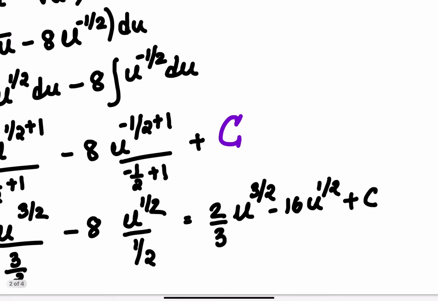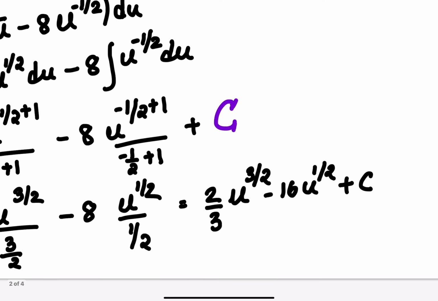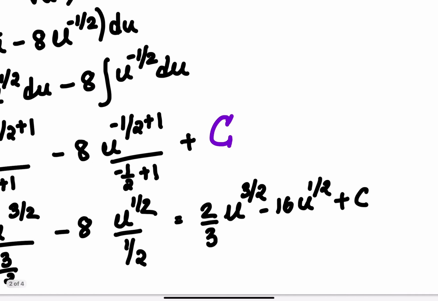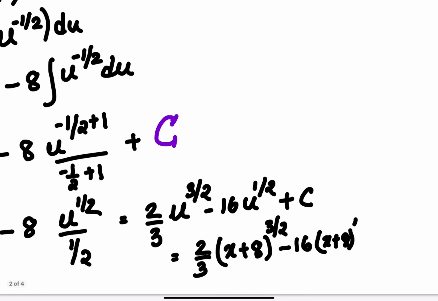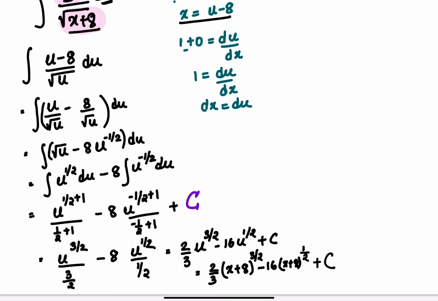And now I can't leave it in terms of u. I have to change it back to my x's because that's what I changed them, right? So this is simply 2 over 3, remember what my u is? x plus 8 to the power 3 over 2 minus 16. My u is x plus 8 to the power half plus C. And now let's see if that matches.